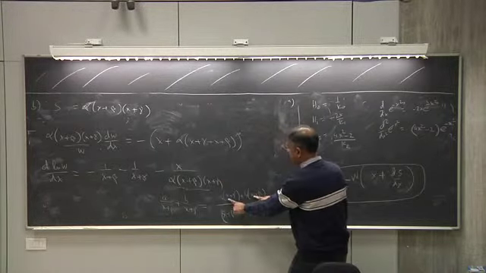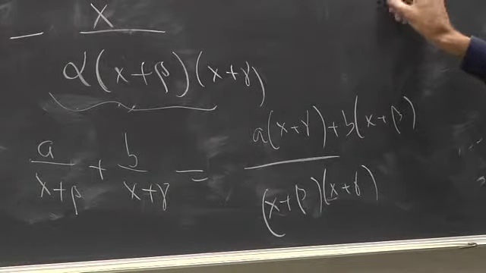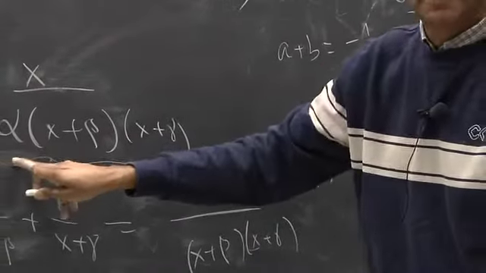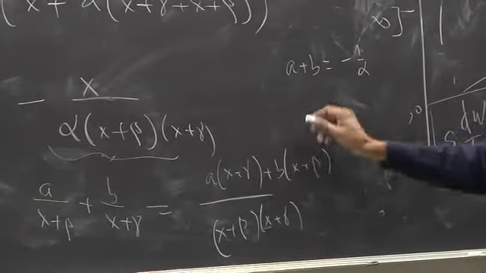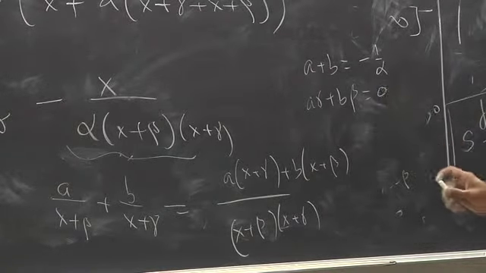Look at the linear term in x. It's a plus b. The coefficient is a plus b. So one condition is a plus b equal to minus 1 over alpha. And the other condition is a gamma plus b beta is 0. Right?